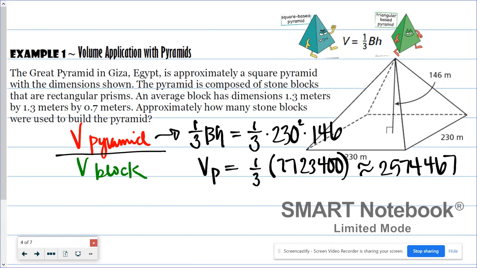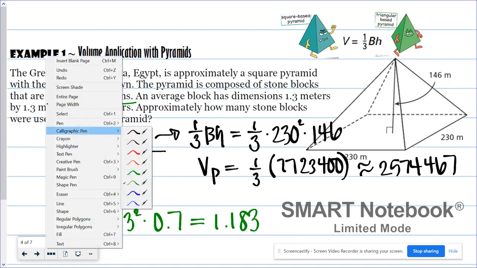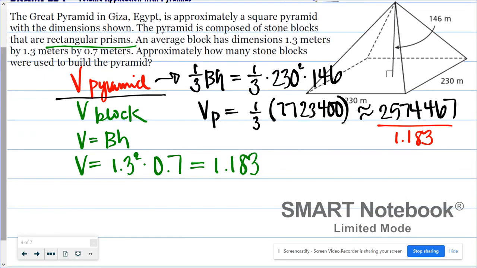Now they said that each block is approximately a rectangular prism. So we can find the volume by multiplying the area of the base times the height of our rectangular prisms. So it has dimensions of 1.3 by 1.3. So that would be 1.3 squared for the area of the base times the height, which is 0.7 meters. We're looking at 1.183 for the volume of each of these blocks. So all that's left for us to do is to divide the volume of the pyramid by the volume of each block. And this will actually tell us how many blocks were used in the pyramid. So we end up with 2,176,219 blocks were used.